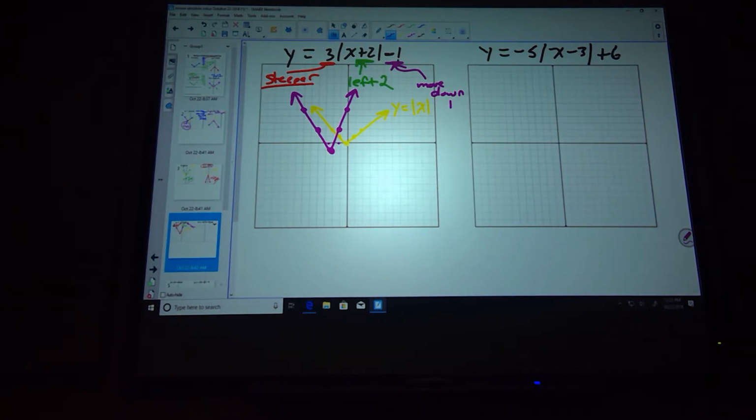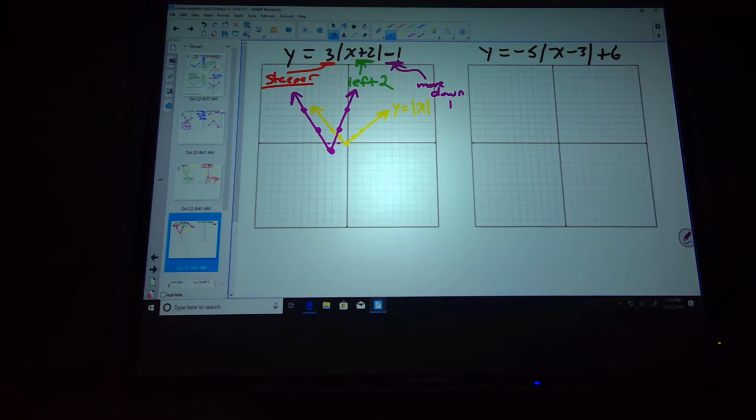What's the last thing that we can say about the yellow to the purple? So it's steeper by 3. It shifted down by 1. There's one last thing we could say. I wrote it in green. Moved left. Yeah, the whole graph moved left 2. So they're changing.